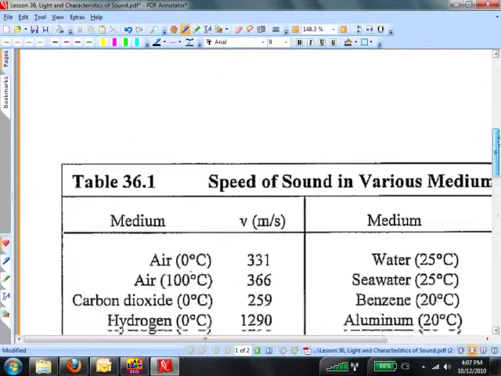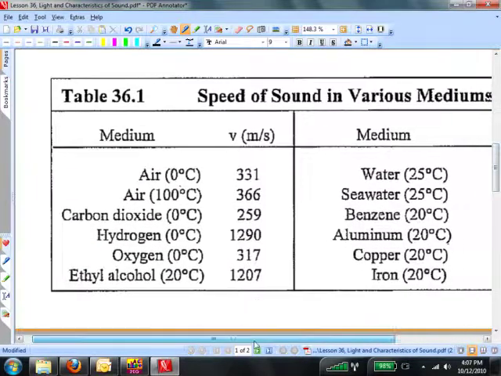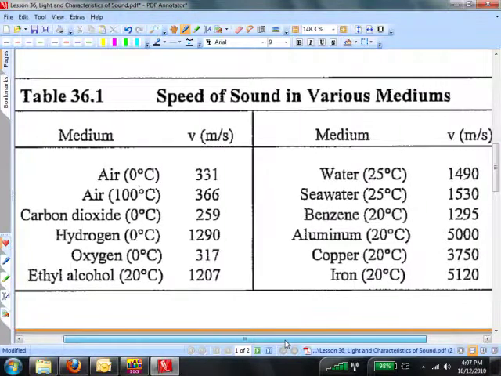And you'll see in your textbook that there is a table, 36.1, that shows you the speed of sound in various media. In air, at 0 degrees, the speed of sound is about 331 meters per second. At 100 degrees, it's 366 meters per second. This air is mainly a mixture of nitrogen and oxygen, about 80% nitrogen and 20% oxygen. In carbon dioxide, the speed of sound is slower, whereas in hydrogen the speed of sound is faster.